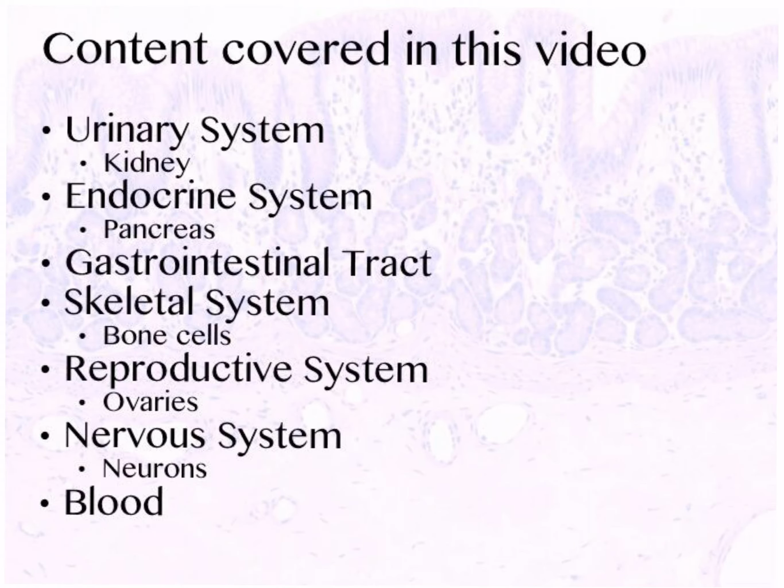The tissues that we'll be looking at are the kidneys, pancreas, gastrointestinal tract, bone, ovaries, neurons, and blood.